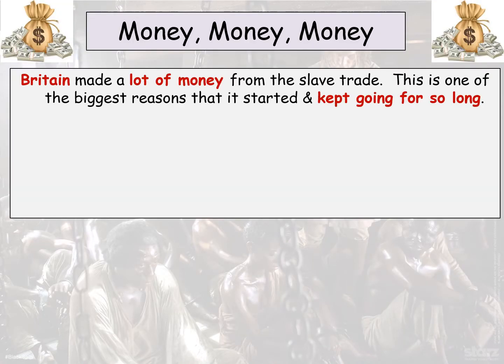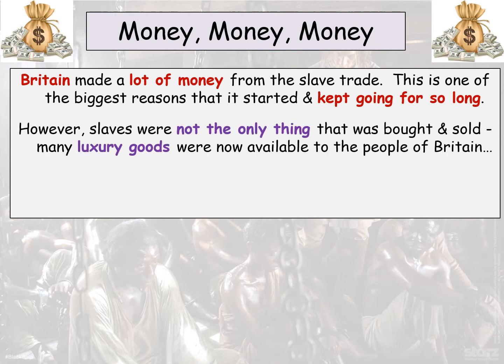One of the major things that we need to say about this topic, and when we talk about impacts of the trade we're going to look at in more detail, is the fact that this had a massive impact on Britain in a very positive way. Britain made a lot of money from the slave trade. It's probably one of the biggest reasons that it started and that it kept going for so long was the amount of money that Britain potentially could stand to make and the amount of money that they did make.